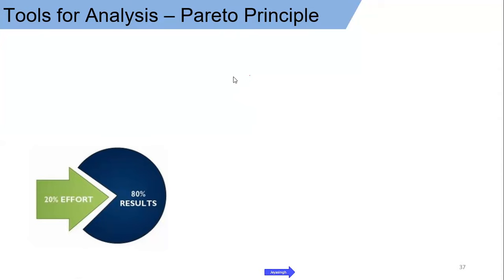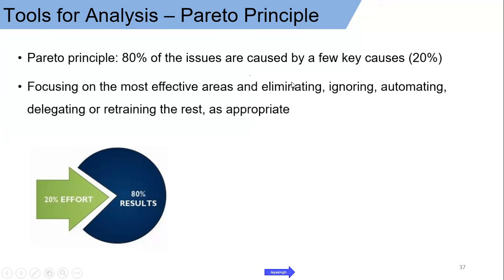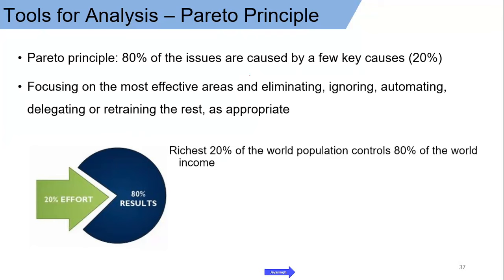And that's what the Pareto principle is about. Whenever you try to break down a problem into the larger parts and the smaller parts, you find that 80% of the issues are due to 20% of the causes. And then you need to focus on the 20% of the causes that are causing 80% of the issues.